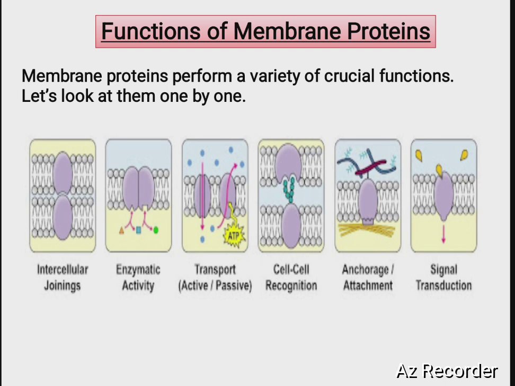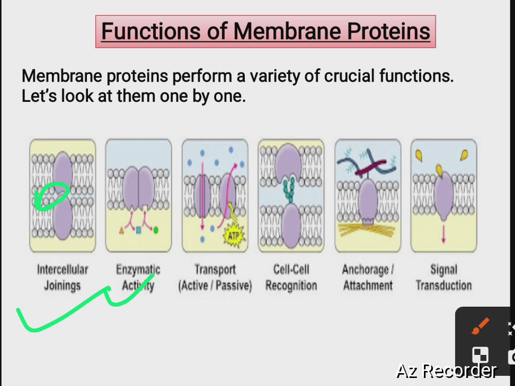Membrane proteins perform a variety of crucial functions. Like you can see in this picture, it acts as intercellular joinings. Proteins form junctions to hold neighboring cells together. As you can see in the picture, these two proteins are held together, acting as intercellular joinings. Then enzymatic activity: some act as enzymes, catalyzing reactions at the membrane surface.